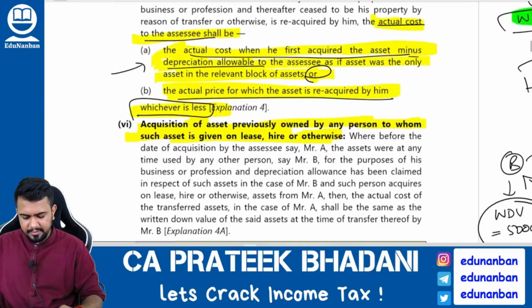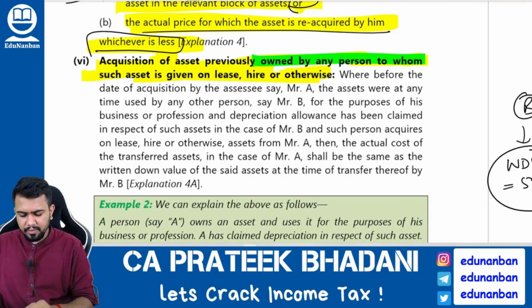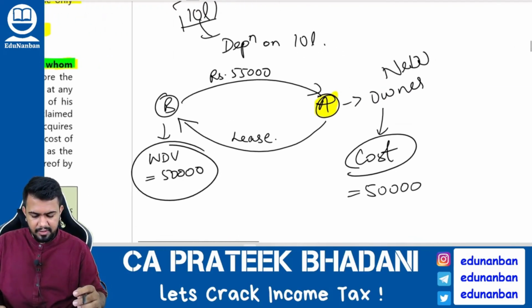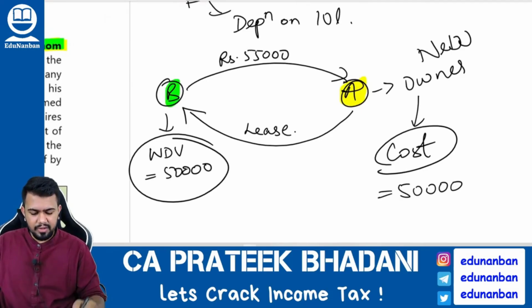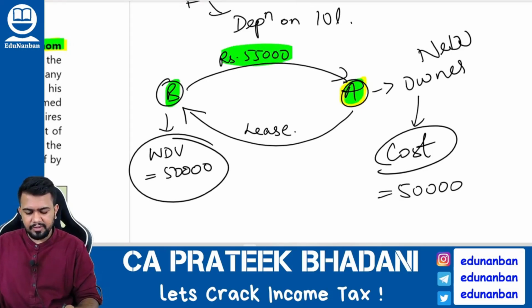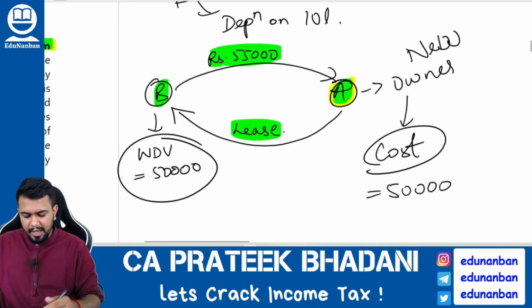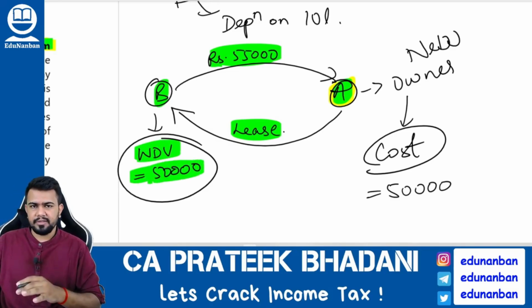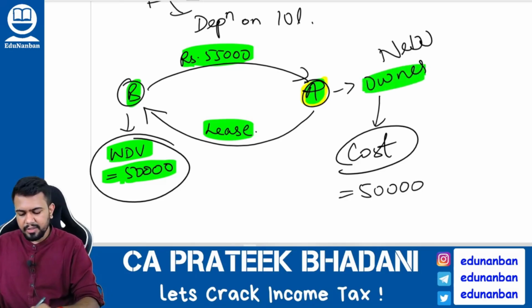Okay, next, acquisition of asset previously owned by any person to whom such asset is given on lease or hire or otherwise. See now, listen. Now there is a person B who has sold an asset to person A for 55,000 and then got it back on lease from A. However, in the hands of B, the WDV of that asset was 50,000.